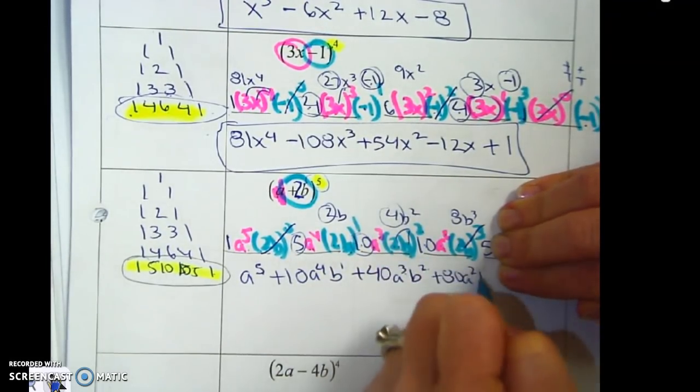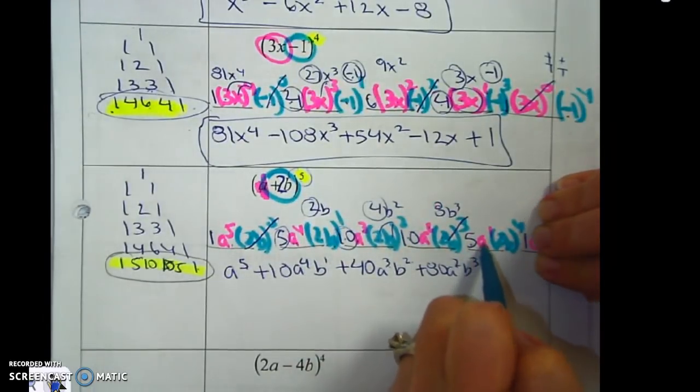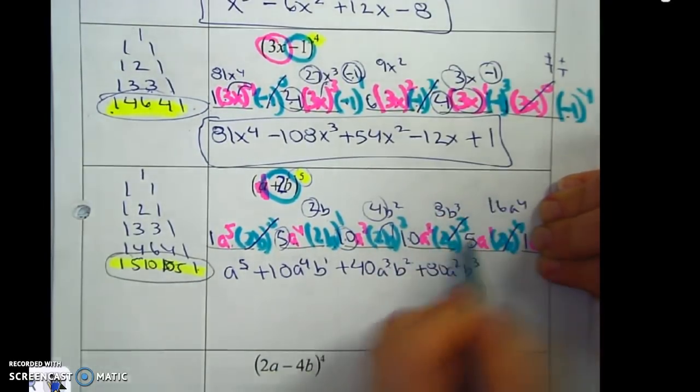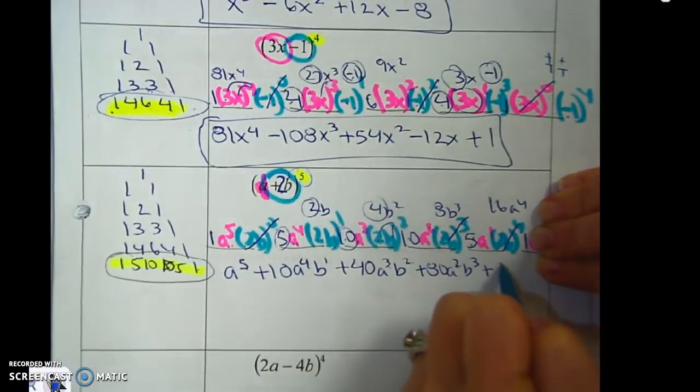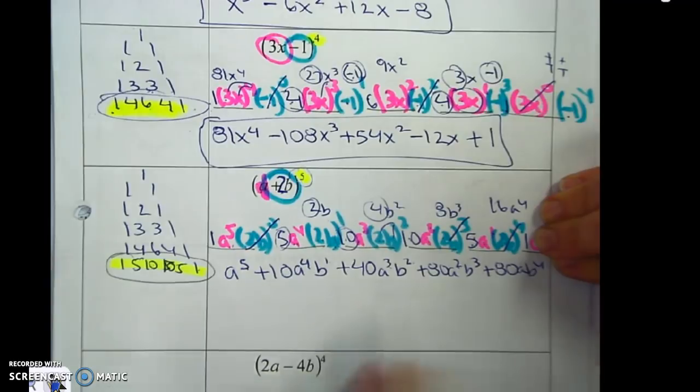a squared, b cubed. 2 plus 3 is 5. Stays. 2b to the 4th, 2 to the 4th is 16. a to the 4th. 16 times 5 is 80. a to the 1st, b to the 4th. Look at that. 1 plus 4 is 5.